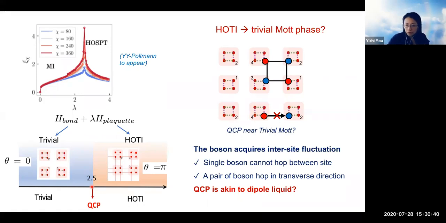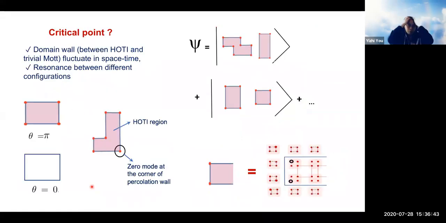This quantum critical point can actually have a simple percolation picture. When we're in a higher order topological insulator phase, all of the bulk has theta equals pi, and we just have corner modes. When we are in the trivial phase, all of the bulk has theta equals 0. And when the ring exchange term and the intra-cell interaction term compete with each other, then in the quantum critical regime we can imagine that both the higher order topological insulator pattern and the trivial Mott insulator pattern would coexist, with phase separation in space.